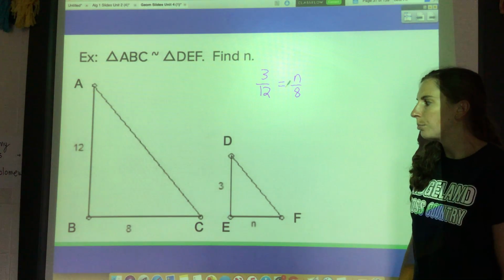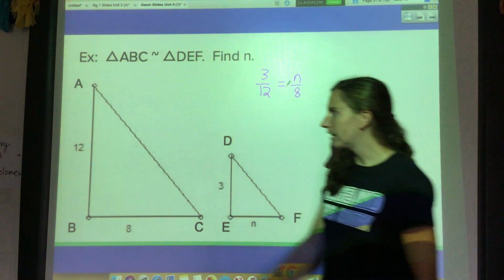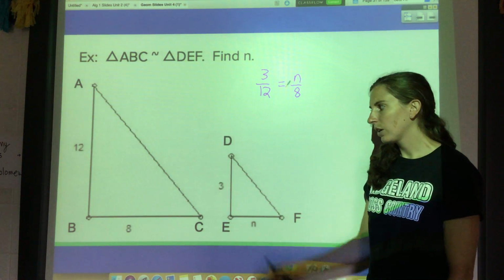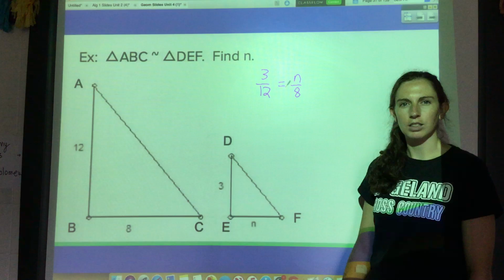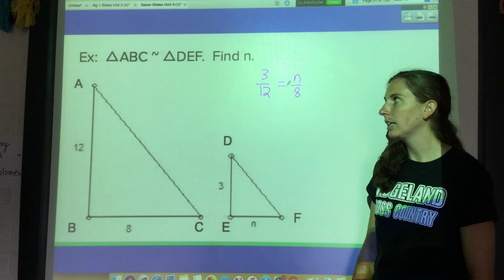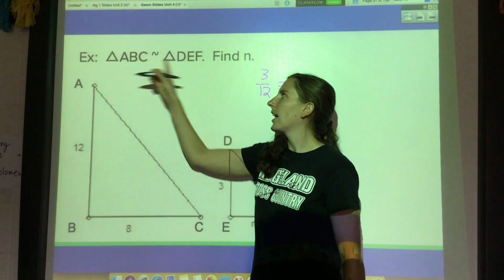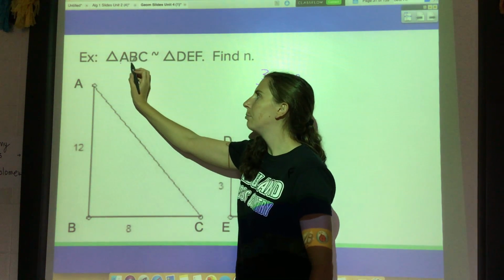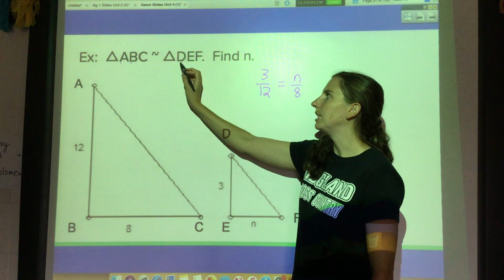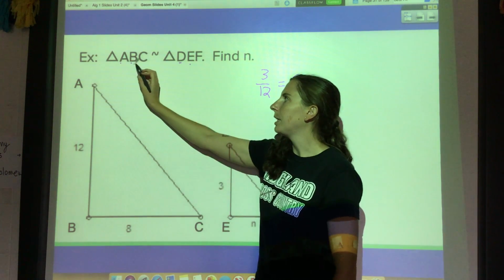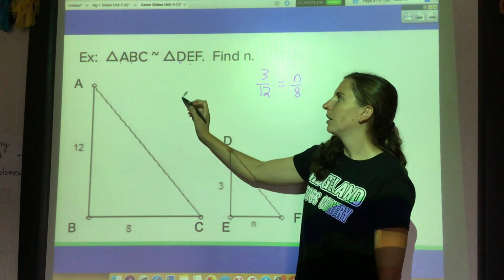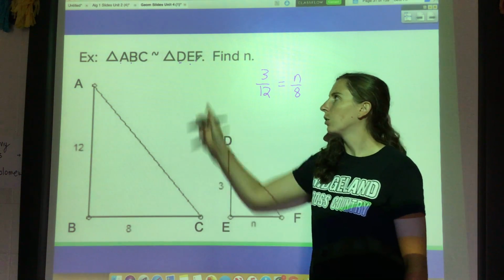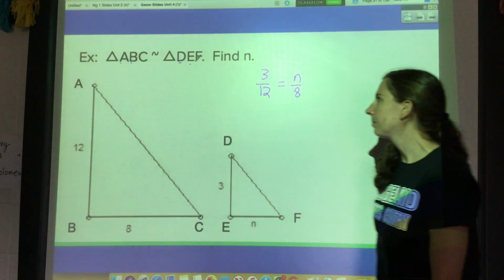Also, by the way, how did I know that AB corresponded to DE? I know it kind of looks that way, but sometimes these are a little tricky. So I do want to be clear, when you write out this kind of thing, the letters should line up. So AB should correspond to DE, and BC corresponds to EF, and AC corresponds to DF. The order you put those matters.